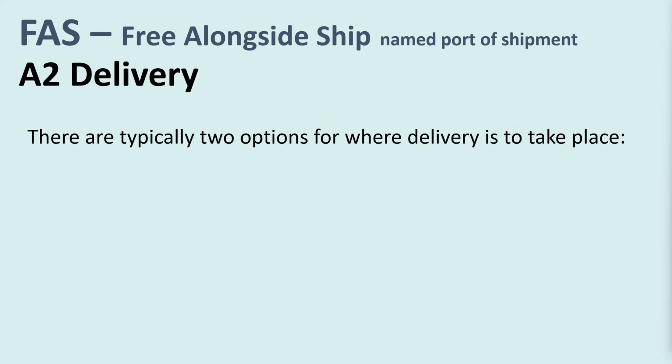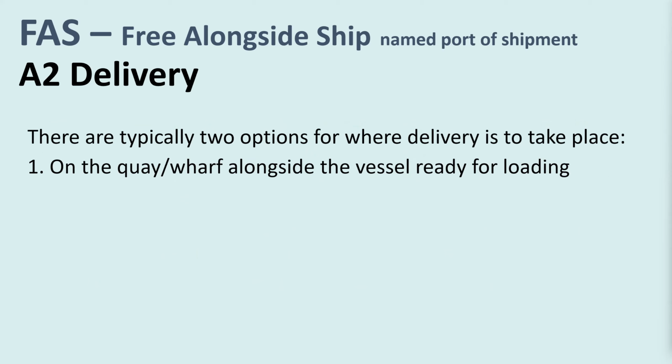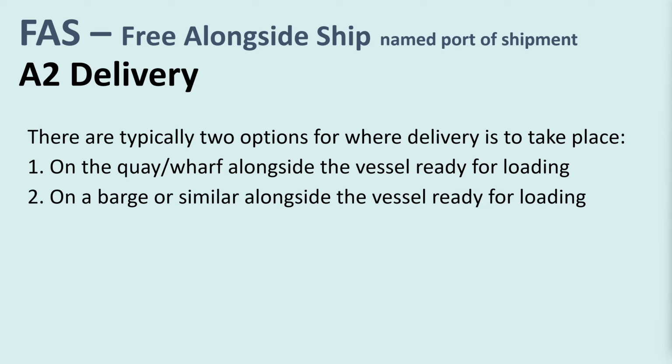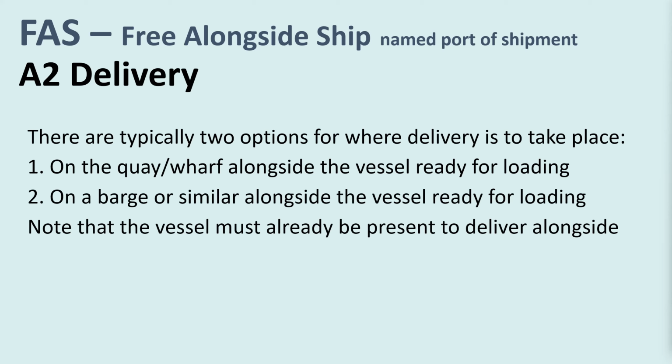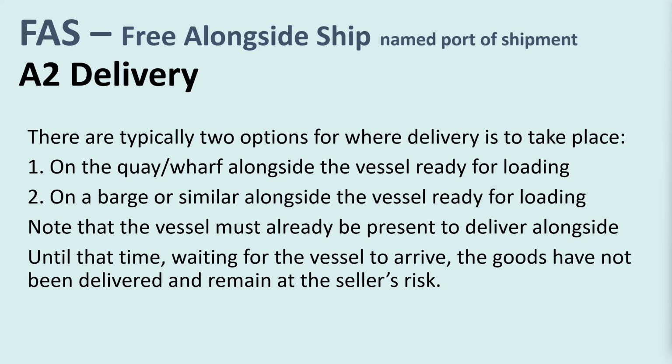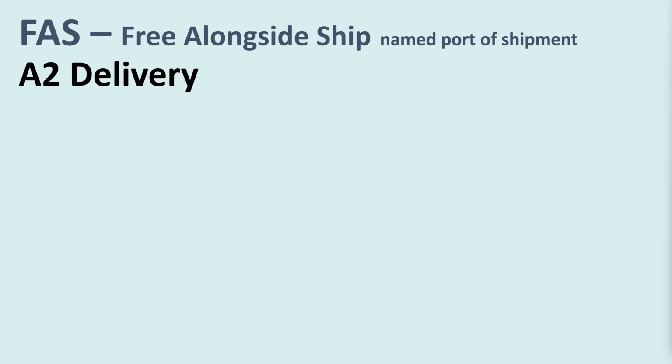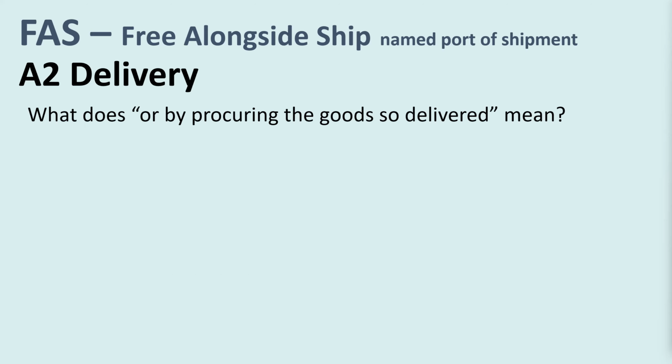There are typically 2 options for where delivery is to take place. On the quay or wharf alongside the vessel ready for loading, or on a barge or similar alongside the vessel ready for loading. Note though that the vessel must already be present to deliver alongside. Until that time, waiting for the vessel to arrive, the goods have not been delivered and remain at the seller's risk. Now, what does "or by procuring the goods so delivered" mean?